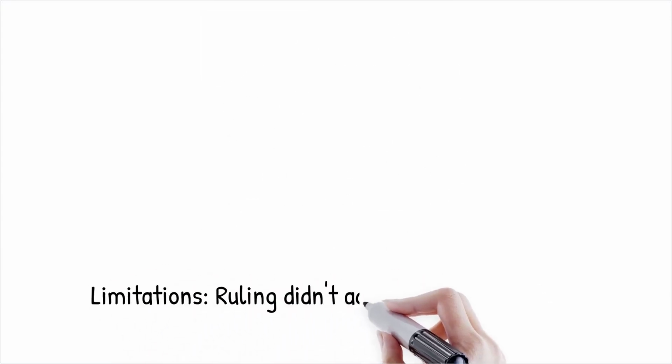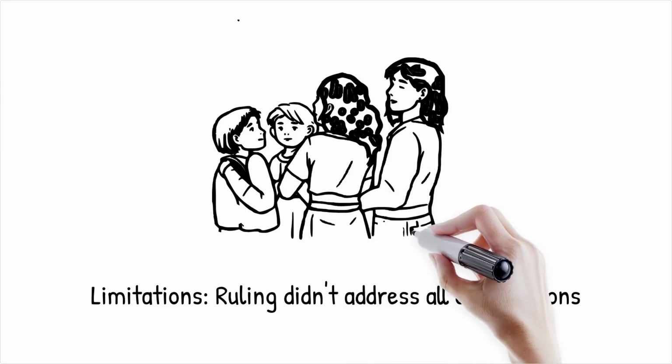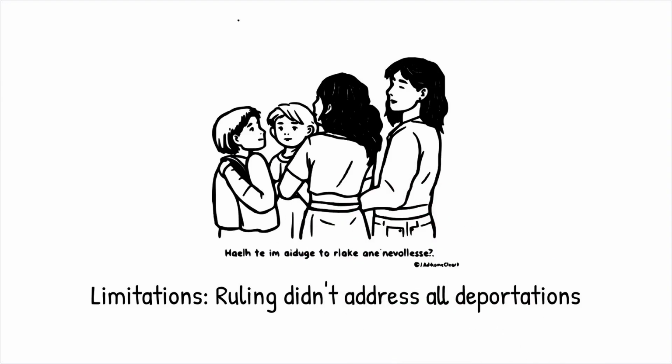Limitations and critiques. The ruling only addressed criminal punishments, leaving administrative deportation and detention largely untouched. This allowed continued harsh immigration enforcement without full judicial oversight, limiting the case's overall impact on immigration policies.